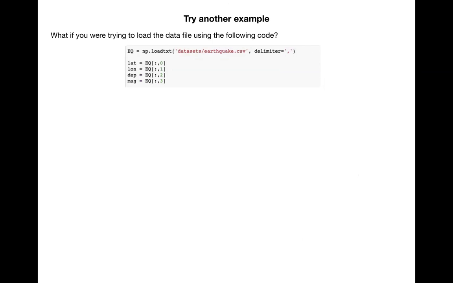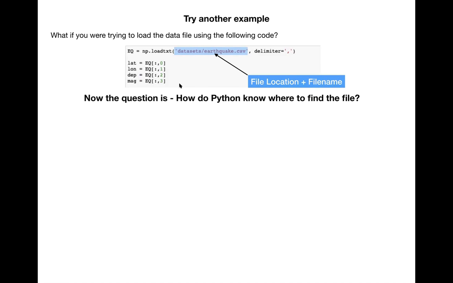In other cases, you will see code like this. In this case, I'm using the same function, but the function input is slightly different. It's called datasets/earthquake.csv. What does that mean? That means this is a file location plus the file name. The file name is still earthquake.csv, but the location is changed. Now I've put the earthquake.csv file in a folder called datasets, which is at the same location as my ipynb file, right? So how does Python know where to find it?